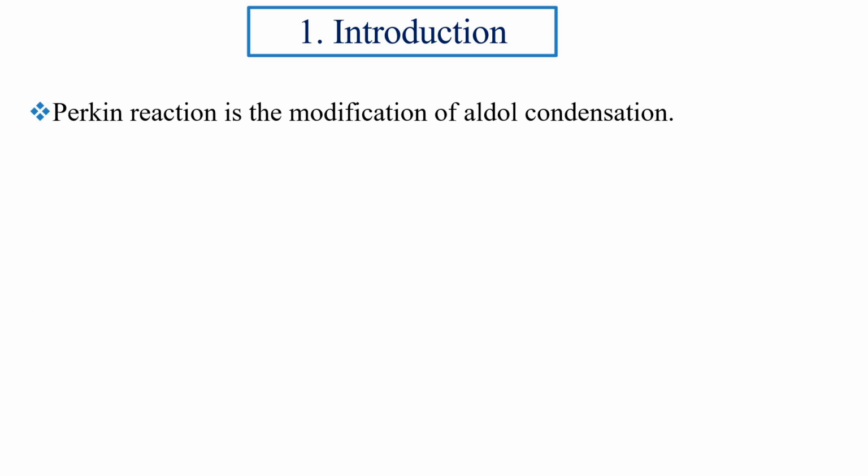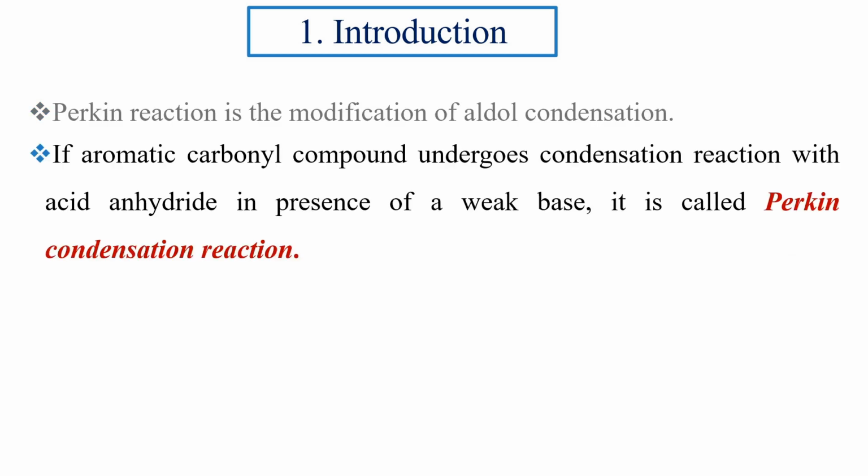Perkin reaction is a modification of the aldol condensation reaction. In case of aldol reaction, two molecules of aldehyde or ketone condense in presence of a weak base. Whereas in case of Perkin reaction, an aromatic carbonyl compound undergoes condensation reaction with acid anhydride in presence of a weak base.